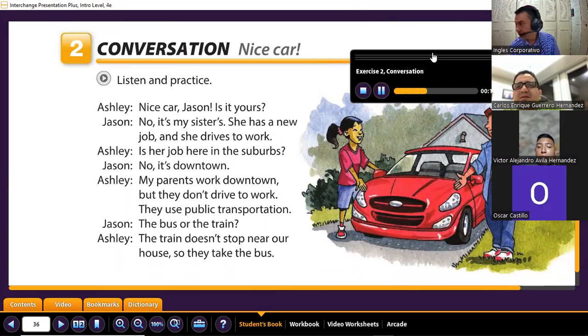Nice car, Jason. Is it yours? No, it's my sister's. She has a new job, and she drives to work. Is her job here in the suburbs? No, it's downtown. My parents work downtown, but they don't drive to work. They use public transportation. The bus or the train? The train doesn't stop near our house, so they take the bus.